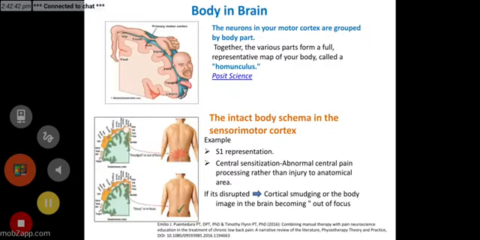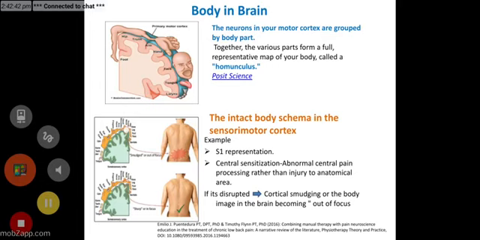Now, in body and brain, the neurons in our motor cortex are grouped by body part. Together, the various body parts form a representative map of your body. It is called the homunculus. The intact body schema in the sensory motor cortex is called the S1 representation. If there is anything wrong in the representation, that is something called central sensitization.